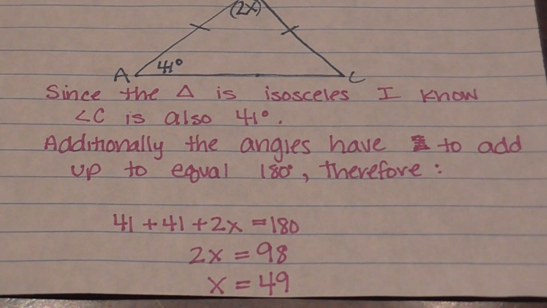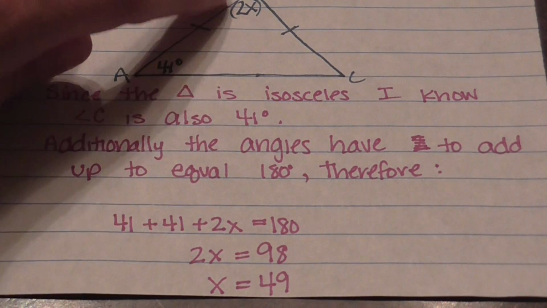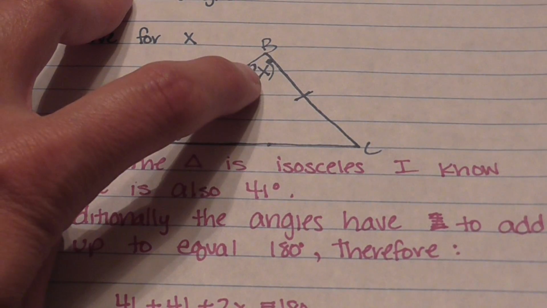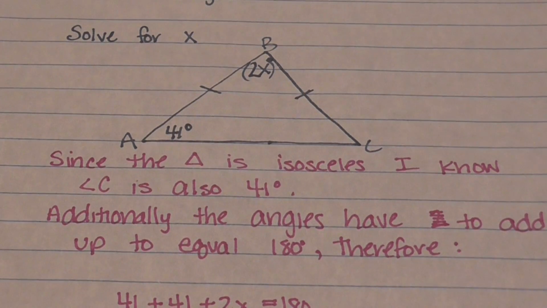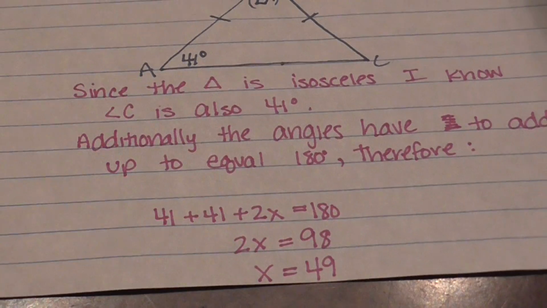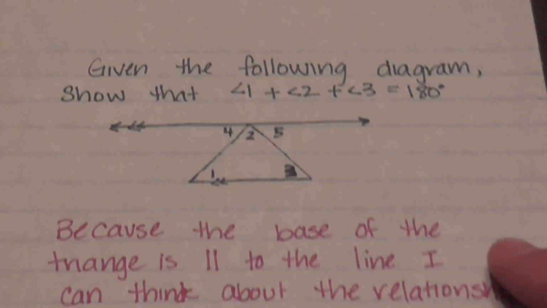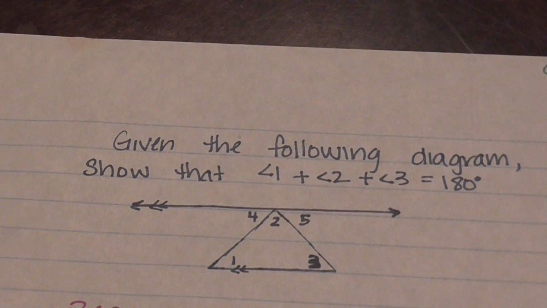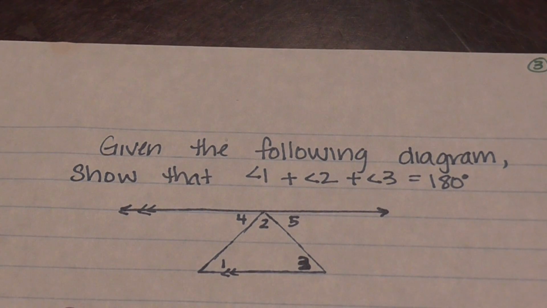I'm not going to say x equals 49 degrees because the angle measure in the triangle is 2 times 49. So it's 2 times 49 degrees, or really 98 degrees. Another problem that would use these kinds of formulas would be something like this. Given the following diagram, show that angle 1 plus angle 2 plus angle 3 equals 180 degrees. It's kind of asking you to prove that the interior angles of a triangle equal 180 degrees.